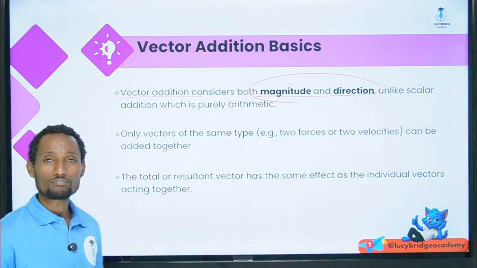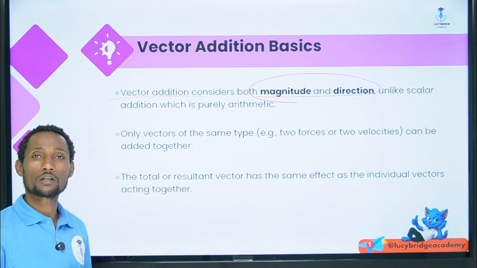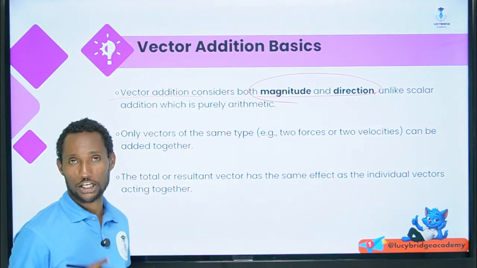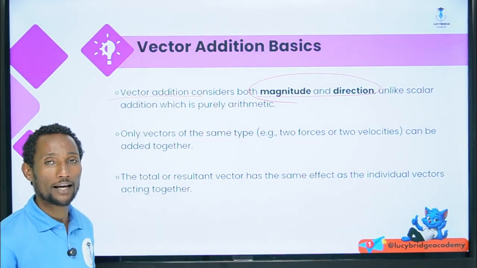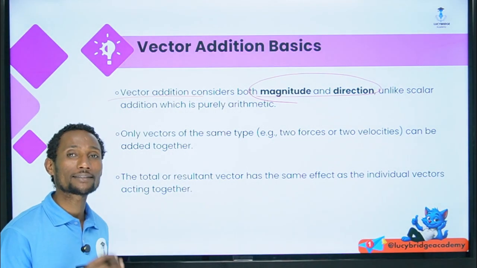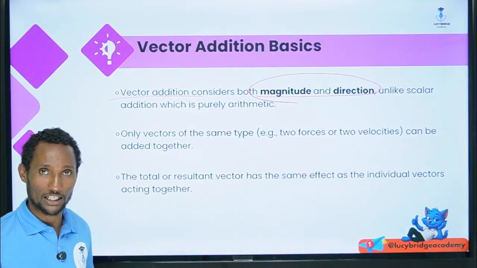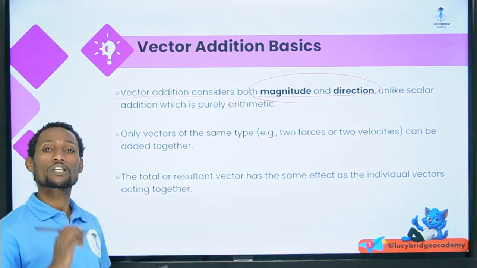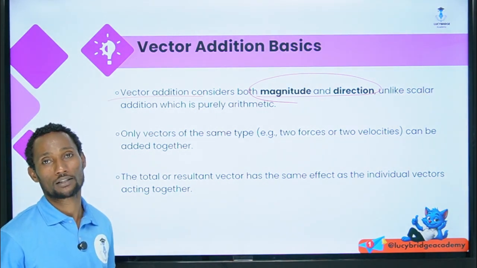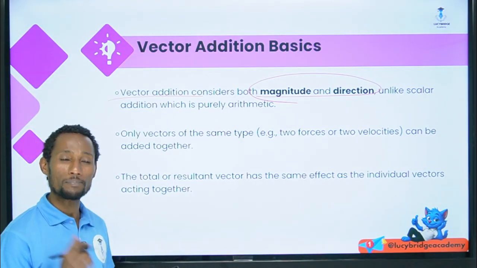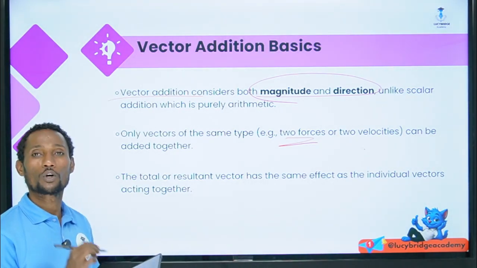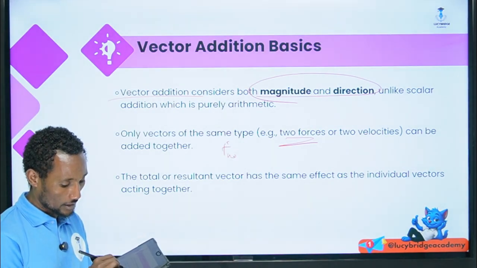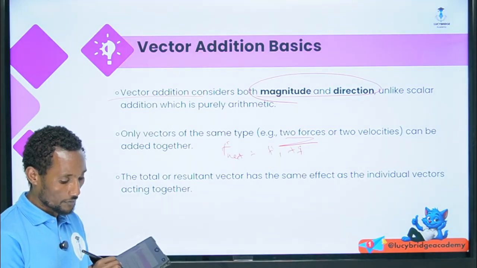Now let's see the vectors that can be added, with the dependency of direction. Unlike scalars, they will not be added or subtracted arithmetically. Only vectors of the same type must be added or subtracted. The first thing is that only vectors of the same type are added, like two forces: F net, which is the same as F1 plus F2.